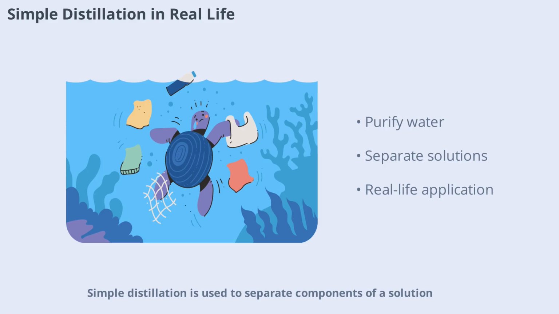Simple distillation is used to separate components of a solution, such as purifying water from salt water. This method is applied in industries and households to obtain clean water. Understanding the process and its real-life applications helps you answer exam questions and appreciate the importance of science in daily life.